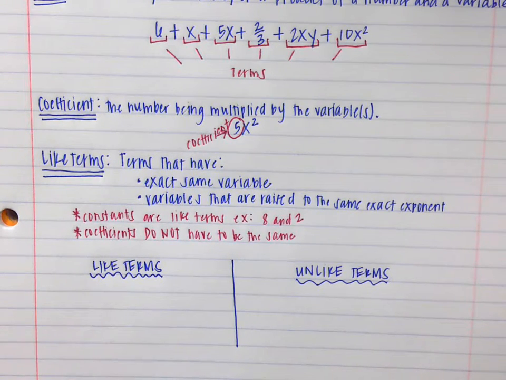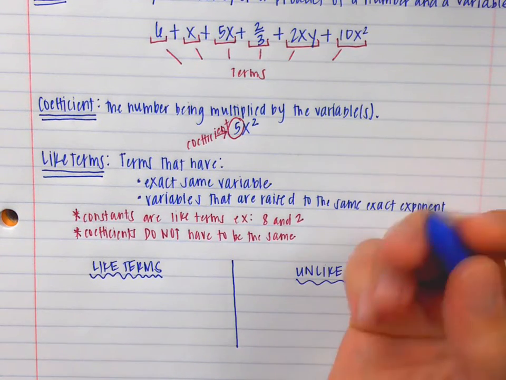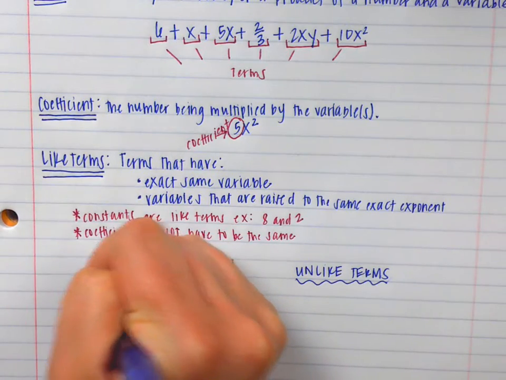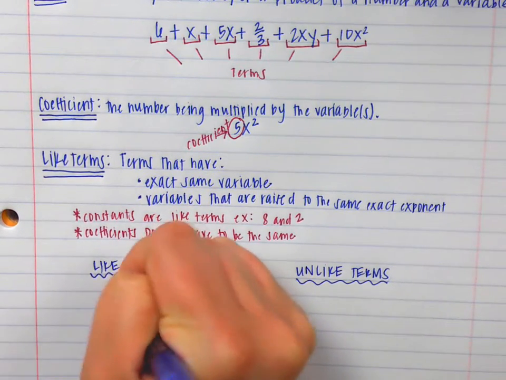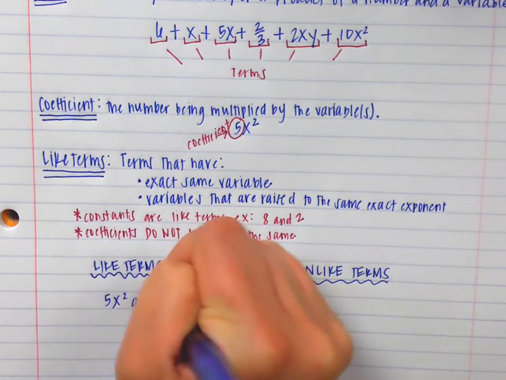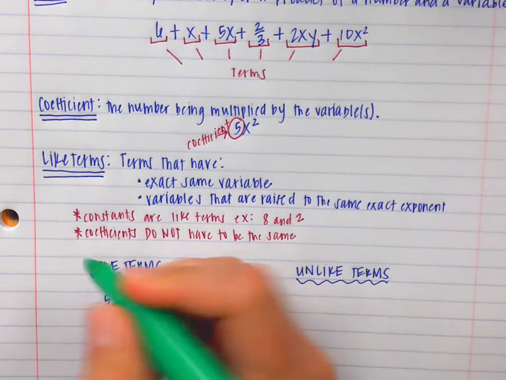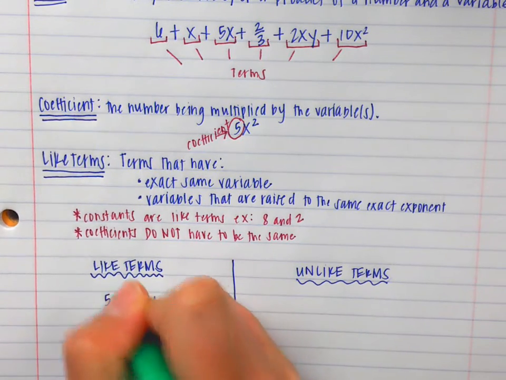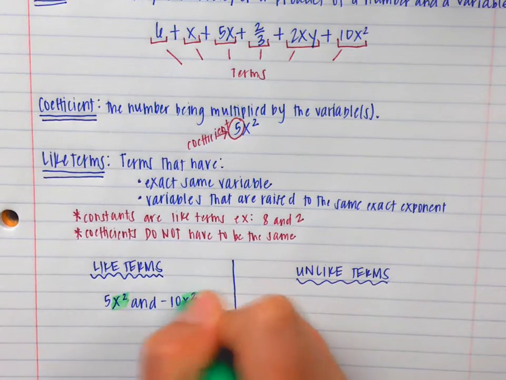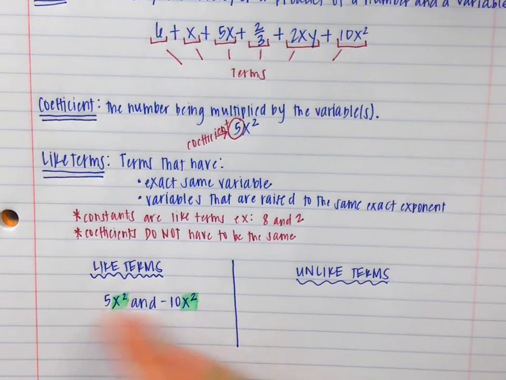Okay, so let's start with like terms. So like terms, again, remember they have the same exact variable and the variables are raised to the same exact exponent. So if I gave you 5x squared and negative 10x squared, those would be considered like terms because they both have an x and that x is raised to the second power. The coefficients in front don't have to be the same, so that's okay.